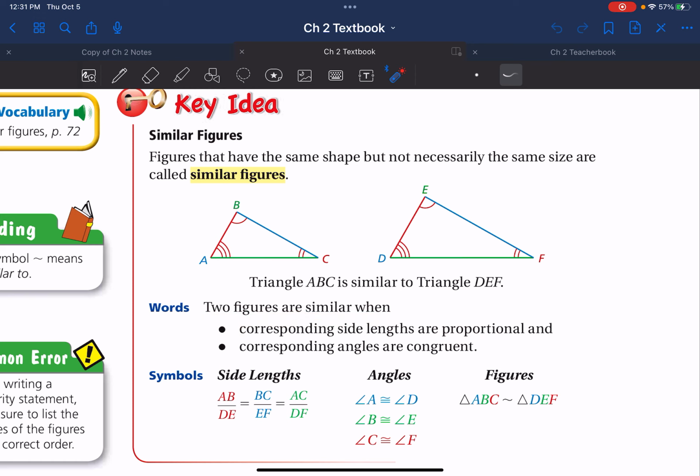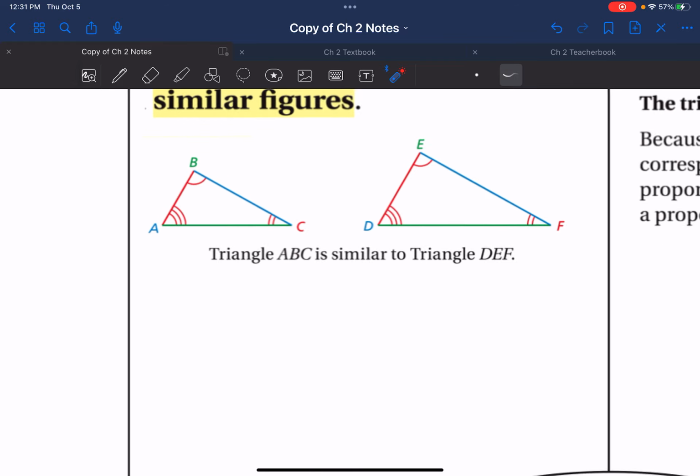Remember, a proportion is like a bunch of fractions that are just equal to one another. So like 1/2 is proportional to 2/4, okay? So if their side lengths form a proportion, and if their angles are congruent, meaning identical, then you can say that the figures are similar. We'll do an example back in your notes. Okay, hop over to your notes.